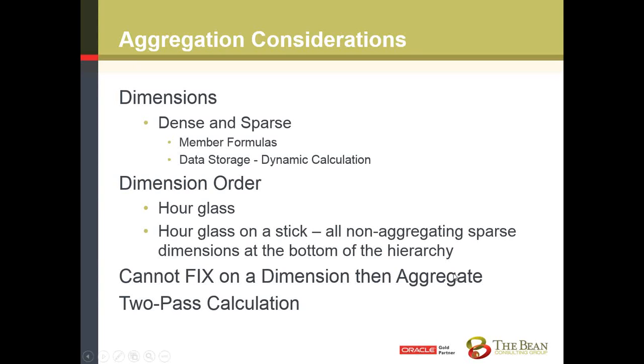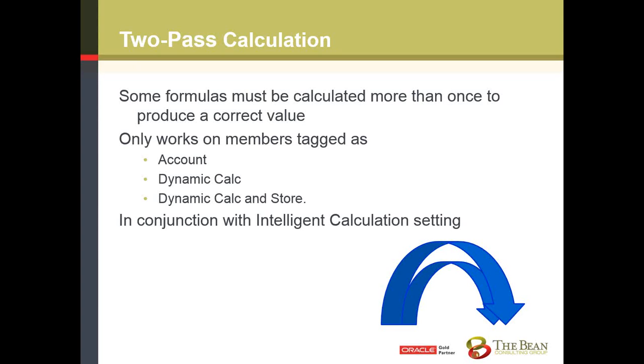And always remember, you can't fix on a dimension and then aggregate it. So always remember that. And two-pass calc, which we'll talk about here in a second, is one of the other things you want to think about in aggregation. A lot of times we have data that might need to be calculated more than once. So if we think about a percentage of revenue or something like that at a rolled up level, we don't really want to see that percentage as a sum of all the children of those percentages, but we really want to truly see that percentage as a calculation of the two pieces of data that are used to calculate that percentage at a lower level.